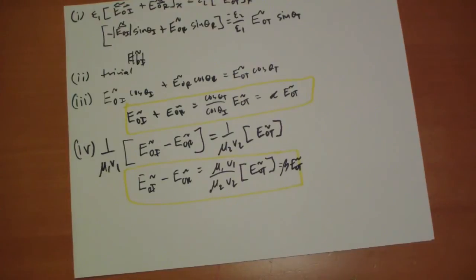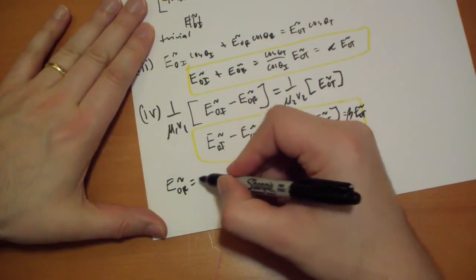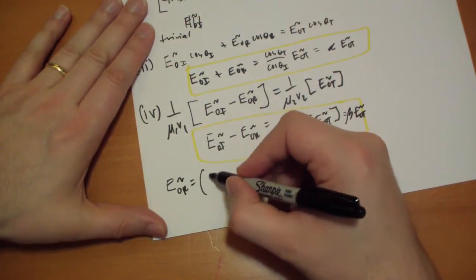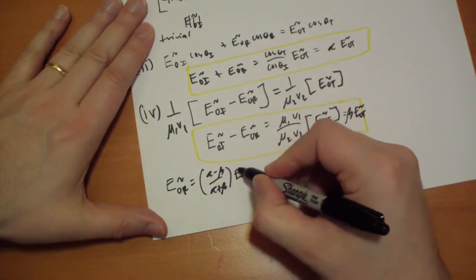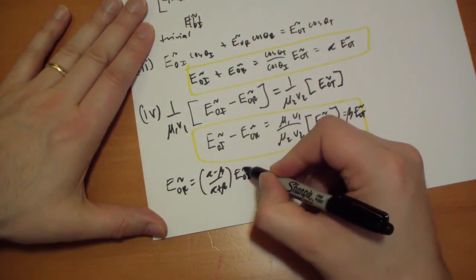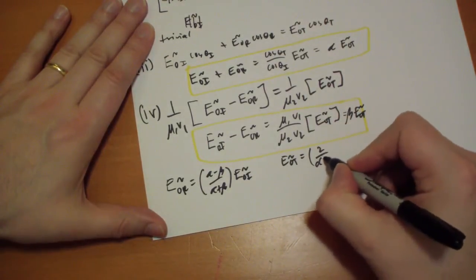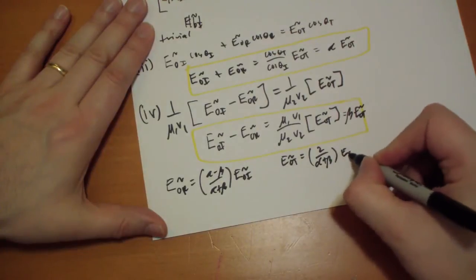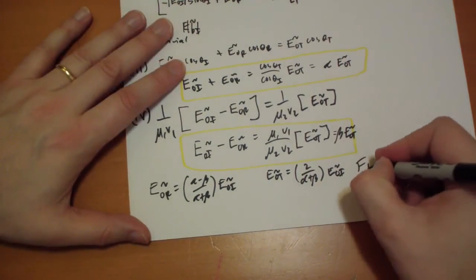And so for solving for these, we get the following results. We get E naught R is equal to alpha minus beta over alpha plus beta times E naught I. And we get E naught T is equal to 2 over alpha plus beta times E naught I. Is that correct? That's correct. These are called Fresnel's equations. These are some of the Fresnel's equations. There's more.